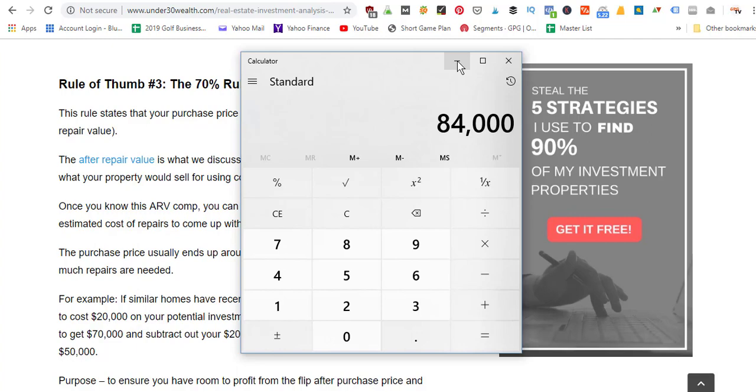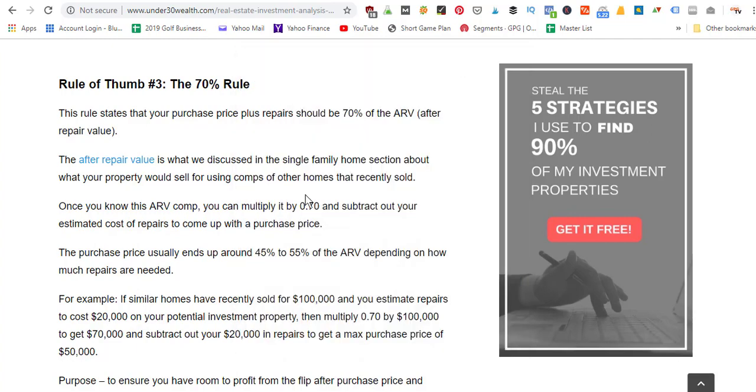If our all-in costs meet the 70% rule of $84,000, we have a potential to make $36,000 of profit before we take out the realtor commission, closing costs, etc. So in our case, we bought it for $30,000, so that was our purchase price. We only put $15,000 into it, so we were all in for $45,000, which was well under that $84,000 threshold if we were trying to abide by the 70% rule. So we met that rule just fine.